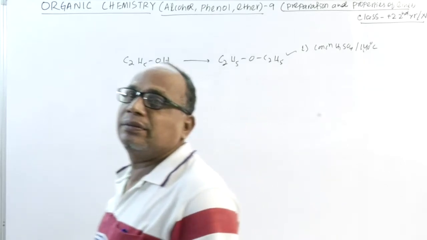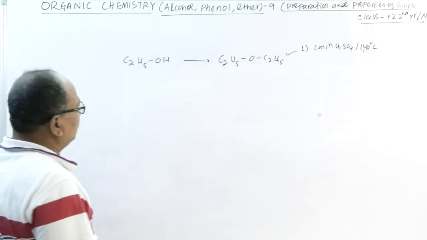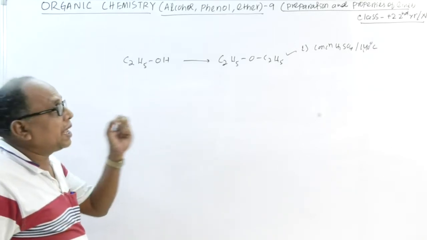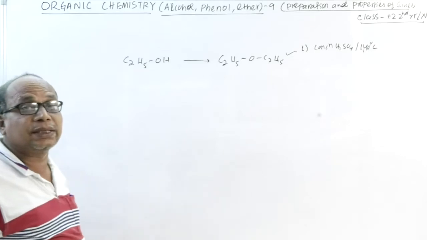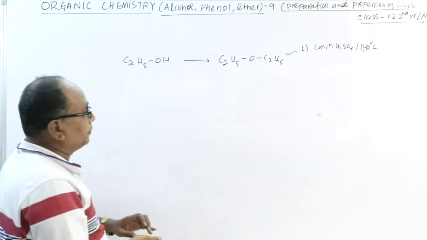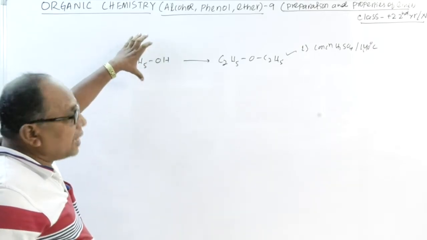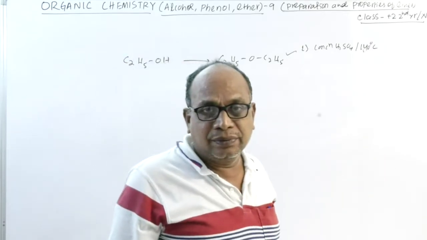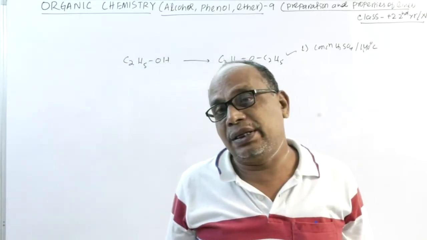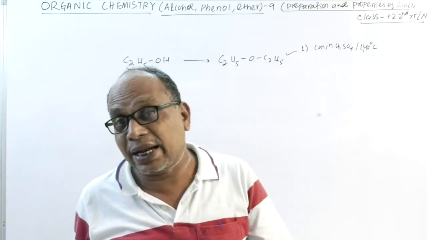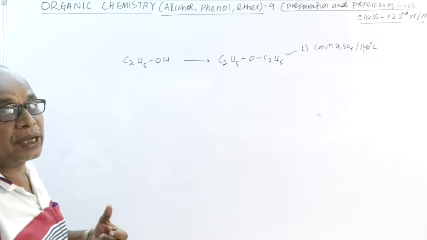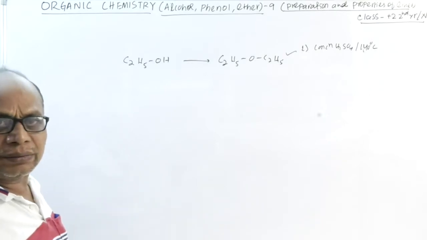But another way: suppose concentrated sulfuric acid is not given to you, meaning you have to prepare diethyl ether in the absence of sulfuric acid. What can I do? First I will make ethyl alcohol into ethyl bromide, and ethyl alcohol into sodium ethoxide. You know, in the alcohol chapter we will discuss these characteristics. After making these two, ethyl bromide and sodium ethoxide, you react them to give the ethyl ether.